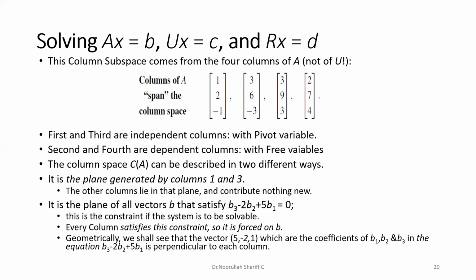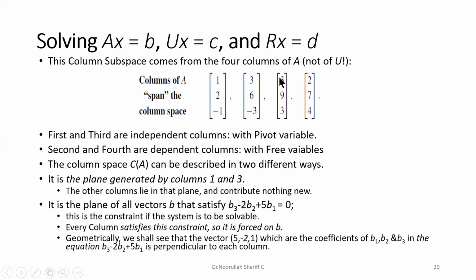This column subspace, which we have just got, comes from the 4 columns of A. Please remember that the column subspace comes from the 4 columns of A rather than the columns of U. And the different columns of A are 1, 2, minus 1; 3, 6, minus 3; 3, 9, 3; and 2, 7, 4. The first and third columns are independent columns, which have the pivot variables. The second and fourth are dependent columns, which have the free variables.